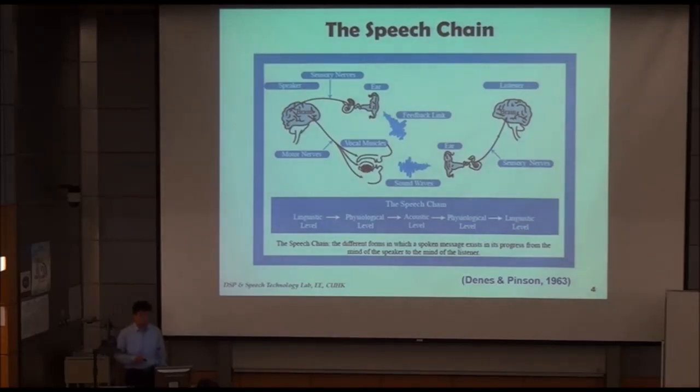This is the well-known speech chain. Speech communication starts with the formation of a message in the brain. The message goes through the motor nerves and controls the movement of vocal muscles, the vocal apparatus, and produces acoustic waves. The acoustic waves are picked up by the listener's ears, converted into neural messages, and go into the brain. This is a really complicated process involving the linguistic level, physiological level, acoustic level, and perhaps many other functions.